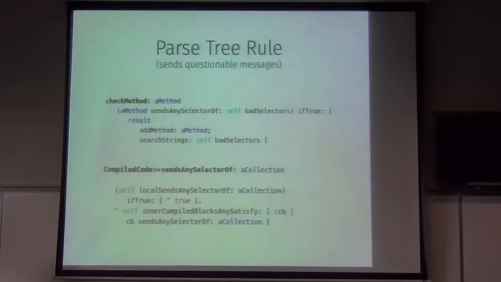There is another fun example, because this is not a pattern matching rule. This is just a method checking rule that checks if you send some strange messages. So they have these bad selectors, like halt, perform, and other things, just to warn you that normal users shouldn't do that. And what they do, they use sends any selector of, and sends any selector of is shown here, and then you can dig deeper and it actually checks the bytecode if the bytecode has this message sends.